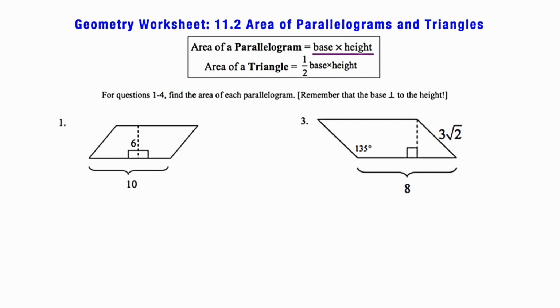The other formula that we're going to be looking at is for the area of a triangle. And this formula is area equals 1/2 base times height. And you might remember this formula from maybe a study of geometry in middle school.